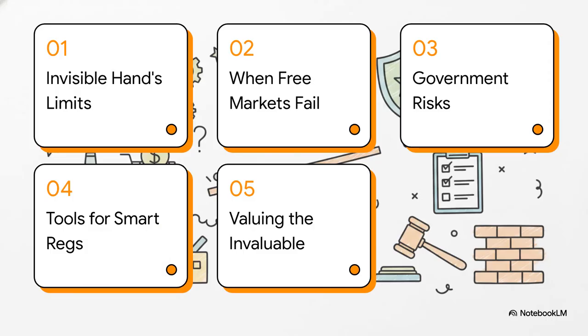Okay, let's dive right into this. Here is our roadmap for today. We'll start by looking at the invisible hand's limits, then uncover when free markets fail, and examine the risks of government intervention. After that, we'll look at tools for smart regulation, and finally wrap up with valuing the invaluable.